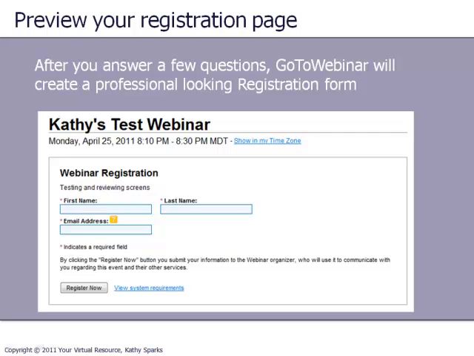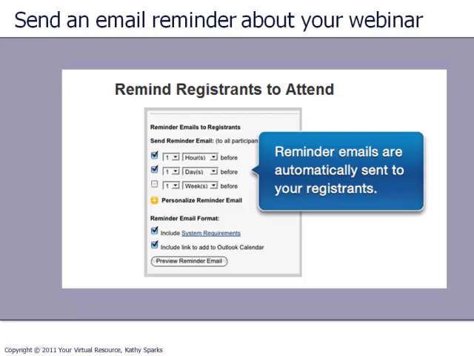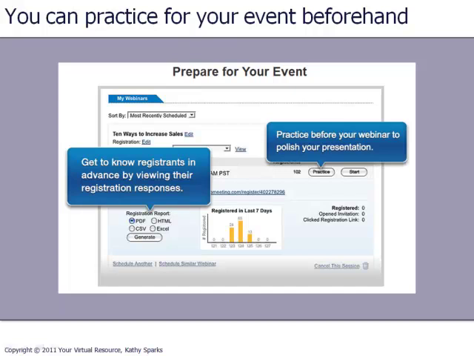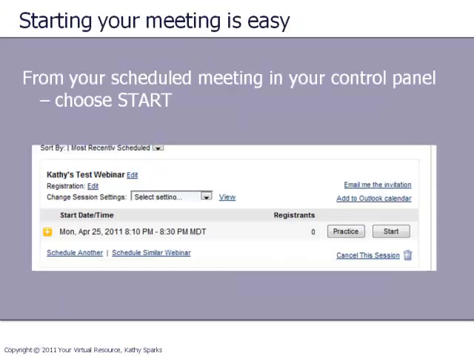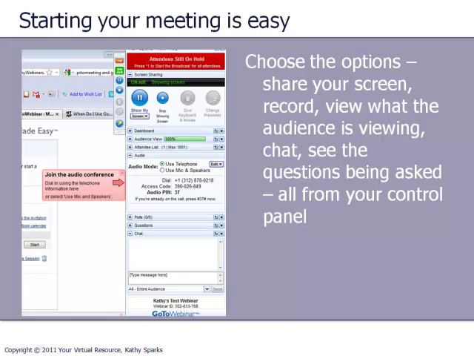And then you send email reminders about your webinar, and you choose when you want to send them. Then you can log into your account and practice. So this is really a great feature. And then to start your meeting, you log into your account, and from your scheduled meeting tab in your control panel, choose Start.